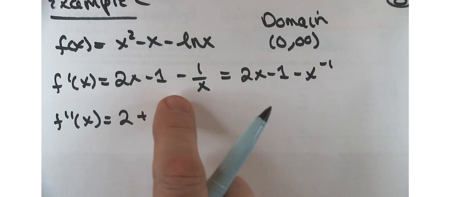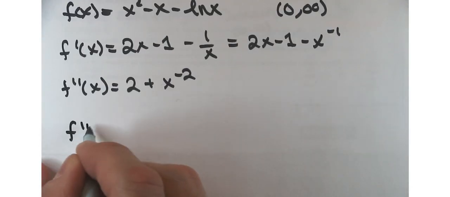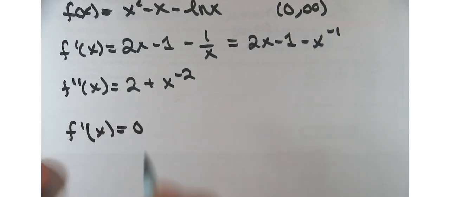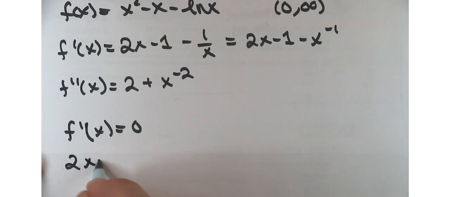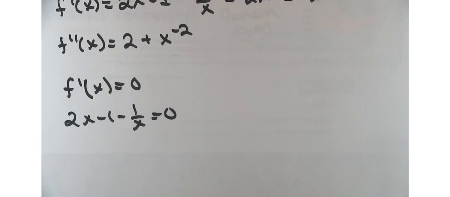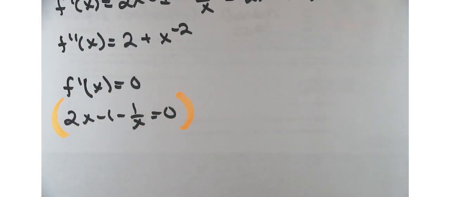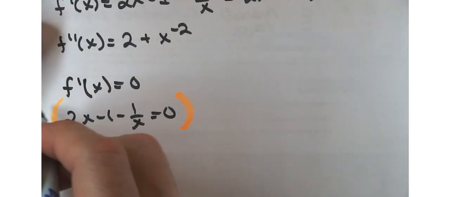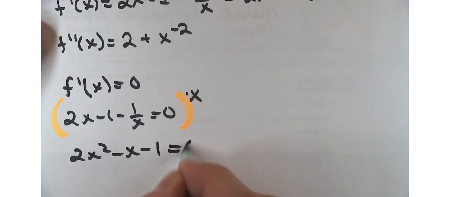So I'll work with the first derivative, f prime of x, equals 0 when 2x minus 1 over x equals 0. I'd probably multiply both sides by x. Can anyone suggest why I'd multiply both sides by x? Yeah, cancel out the x in the denominator. That's going to give me 2x squared minus x minus 1 equals 0.